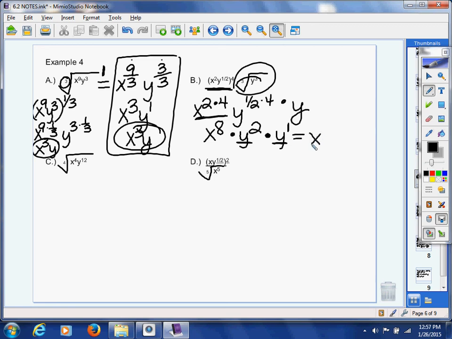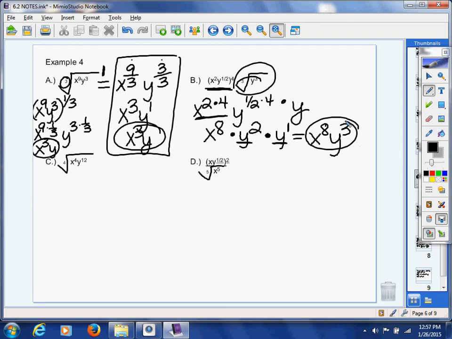So bring that x to the 8th over. Nothing changes about that. I don't have another x to combine with it. And what's 2 plus 1? Yep, 3. And there's your answer: x to the 8th, y to the 3rd.